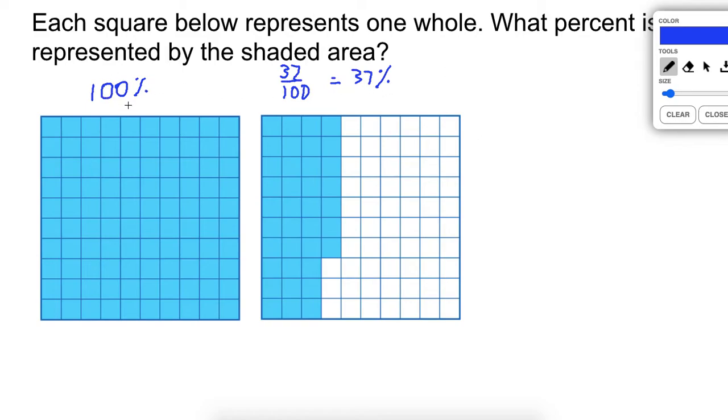So since this one is 100% and this one is 37% shaded, our total would be 37% plus 100%, and that would equal 137%. We just add those percents together. So to figure that one out, we get 137%. Realizing that each one of these is a whole is important to understand. Each large square is a whole. That's what it means when it talks about these on Khan or IXL.